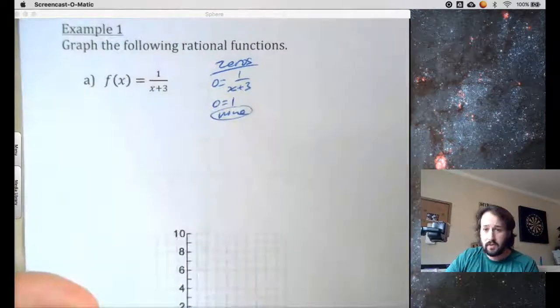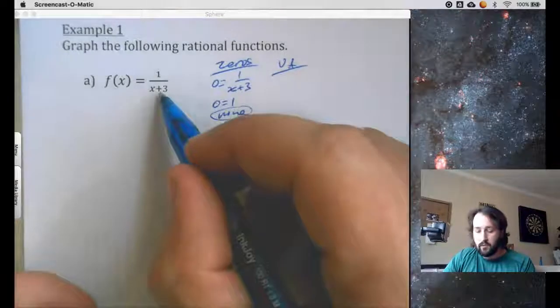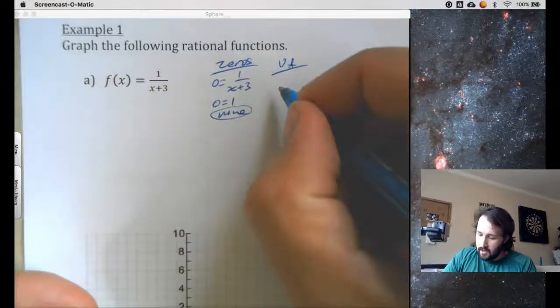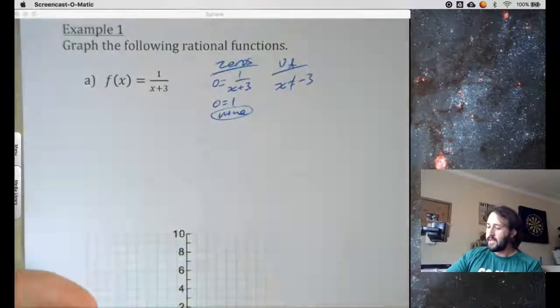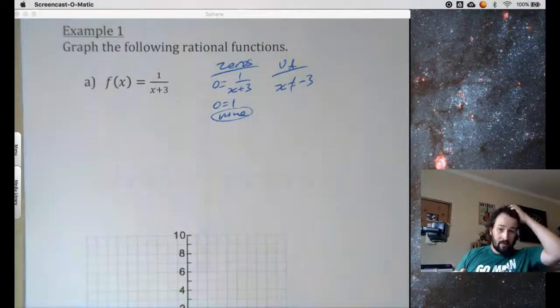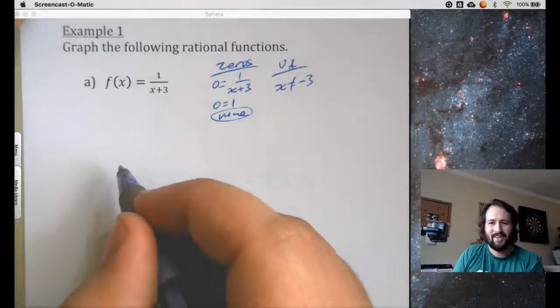So there's no zeros. Now for the vertical asymptote, we just did this in the last video. Remember, it's when the denominator cannot be equal to 0. So in this case, I cannot have negative 3. So now in my sign chart, what I worry about is my zeros and my vertical asymptote. I think I said tart.